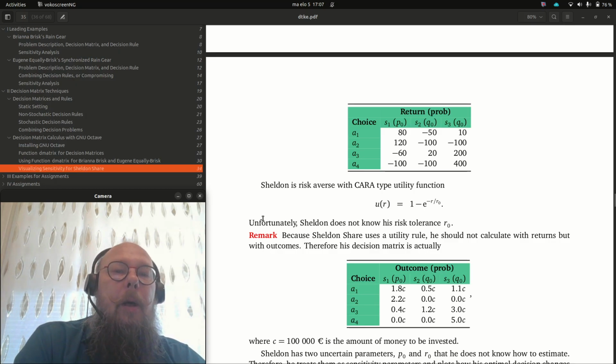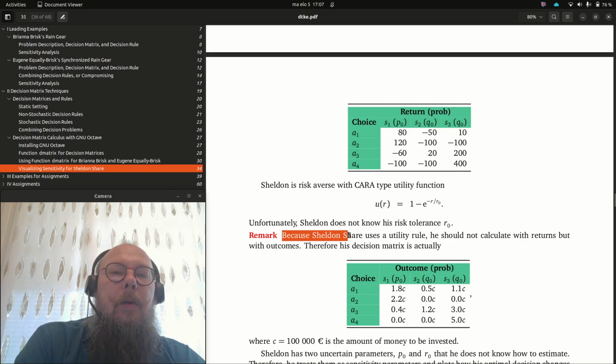Then a minor but important remark. Because Sheldon shall use the utility rule, you should not calculate with returns. Returns are not the reward matrix, but outcomes. So therefore the decision matrix will be this, where you get the outcomes, where C is the amount of money to be invested. So 80% return means that your capital of C will turn to 1.8 times C.